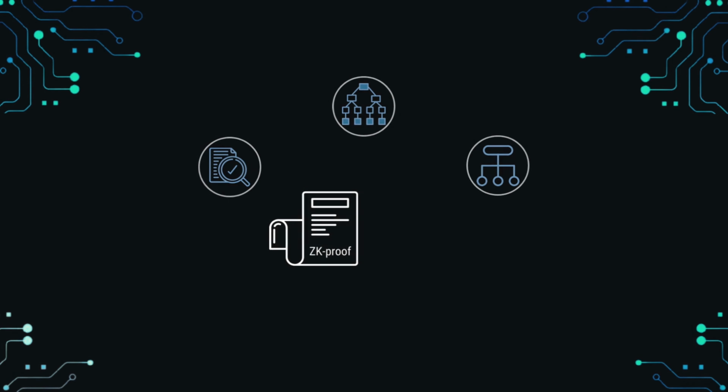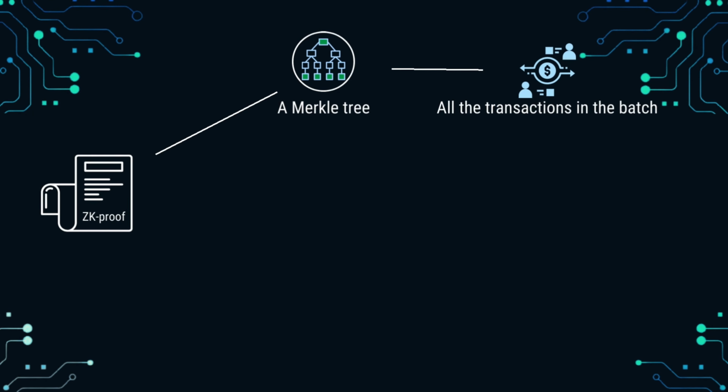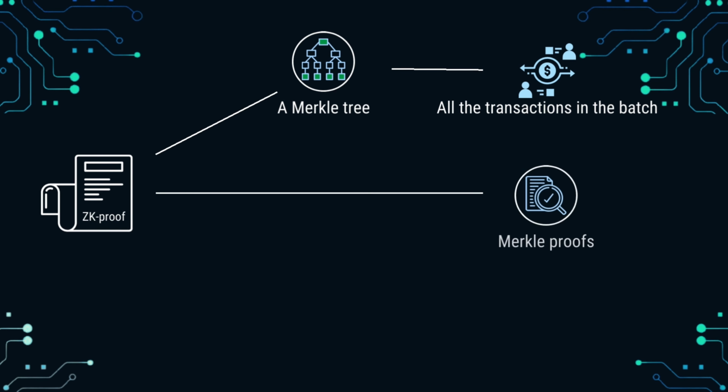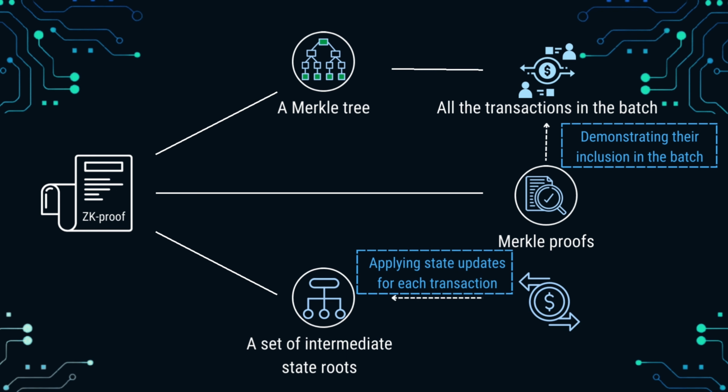Let's explore the components of this proof. The proof includes a Merkle tree that encompasses all the transactions in the batch. Additionally, it consists of Merkle proofs for each transaction, demonstrating their inclusion in the batch. Furthermore, there are Merkle proofs for each sender-receiver pair within the transactions, providing evidence that these accounts are indeed part of the rollup state tree. Lastly, the proof incorporates a set of intermediate state roots derived from updating the state root after applying state updates for each transaction. These updates involve decreasing the sender's account balance and increasing the receiver's account balance.